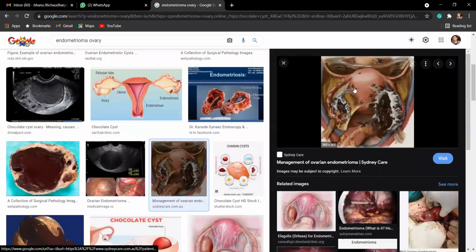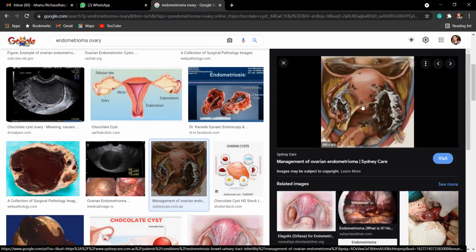And as you can see, these are the gunpowder-like lesions you will see on the endoscopy of the patient, or maybe the cystoscopy of the patient, right?